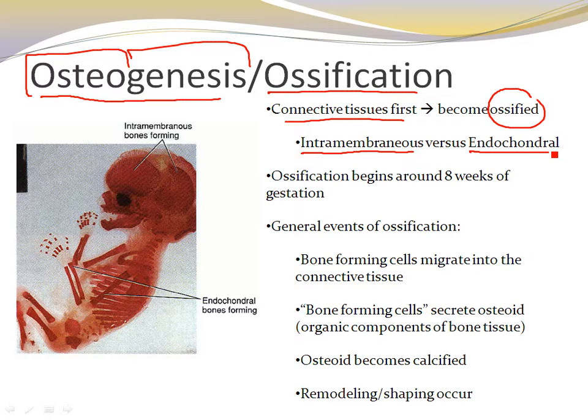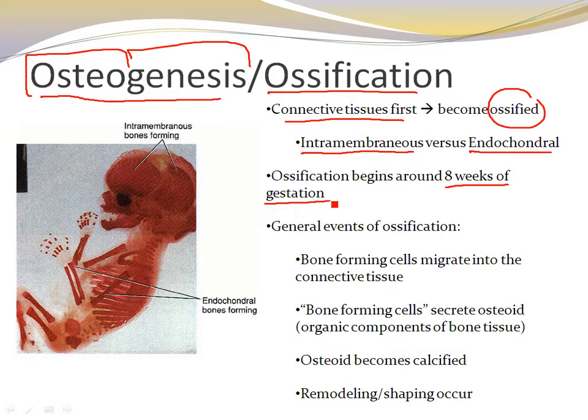When does this process start? About the time where an embryo becomes classified as a fetus, about 8 weeks of gestation in the womb. So pretty early, just after a couple of months of pregnancy, the little tiny fetus's skeleton is going to begin to ossify.